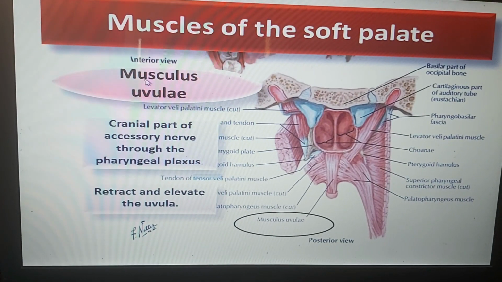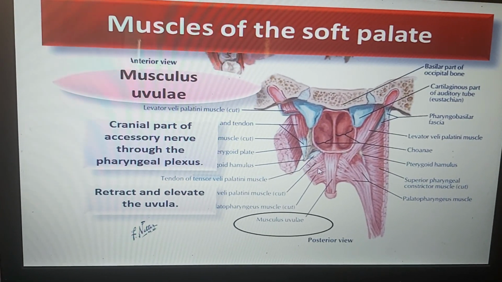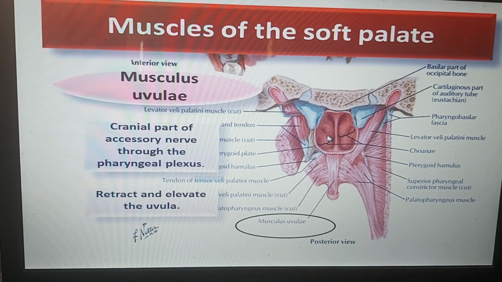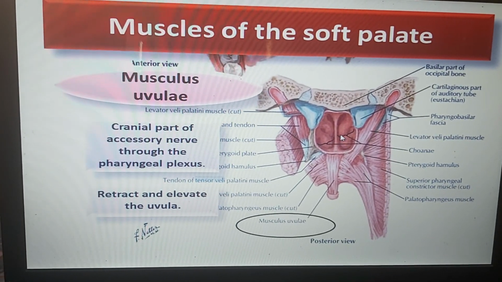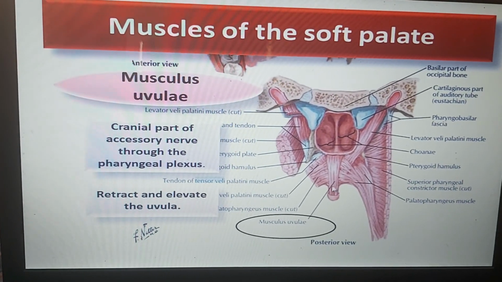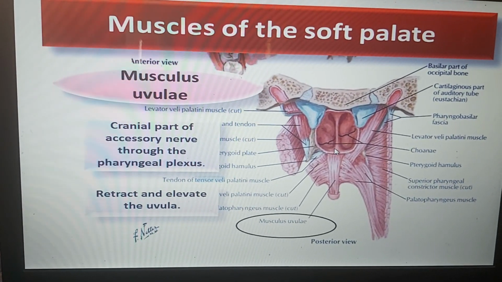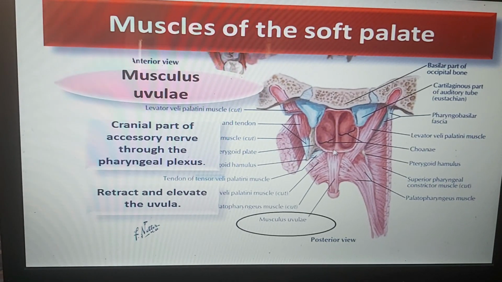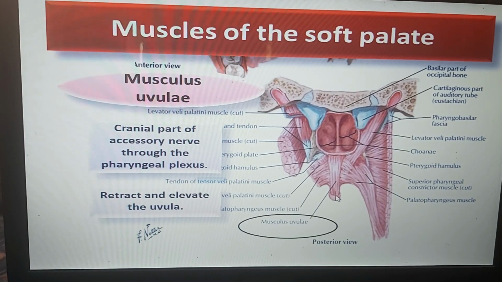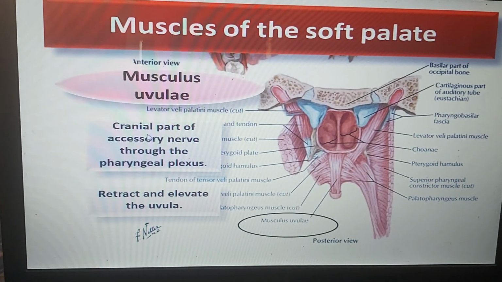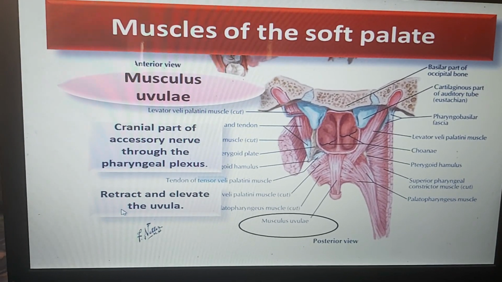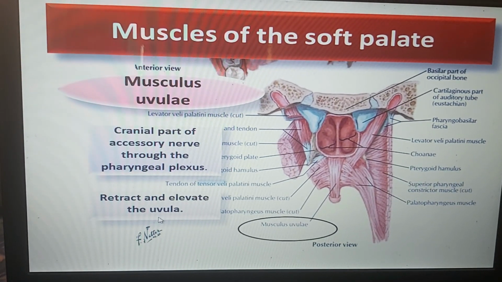The last one is the musculus uvuli. This is muscle right here. This section is the coronal section from the root of the nose and this is the uvula or the musculus uvulae. Exactly, it's originating from the nasal spine to be attached into the mucous membrane of the uvula. It's innervated by cranial part of accessory nerve through the pharyngeal plexus. It retracts and elevates the uvula.